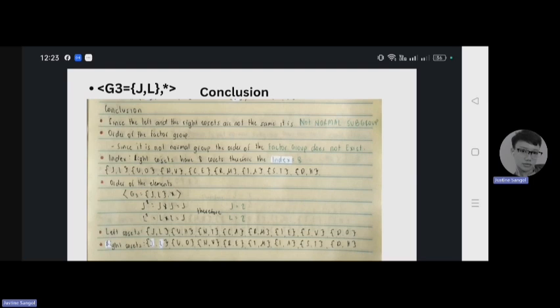And the order of the factor group, since it is not normal group, the order of the factor group does not exist. And the index is, right cosets have 8 cosets, therefore the index is 8. And the order of the elements, so G is equal to 2 and L is equal to 2 also.